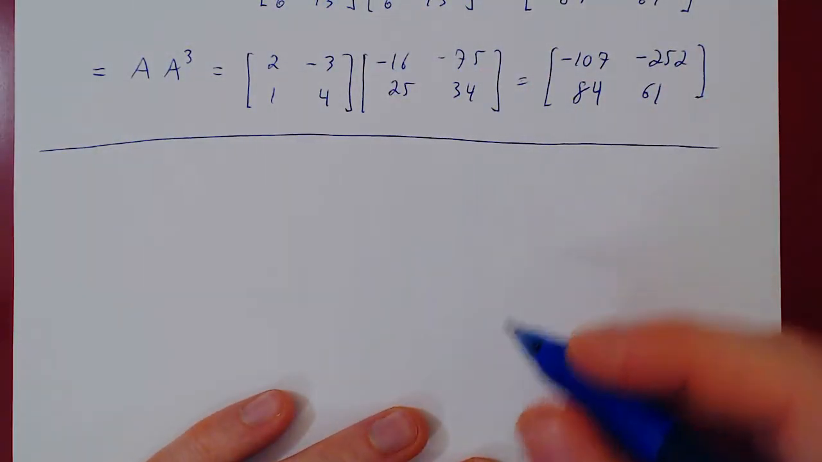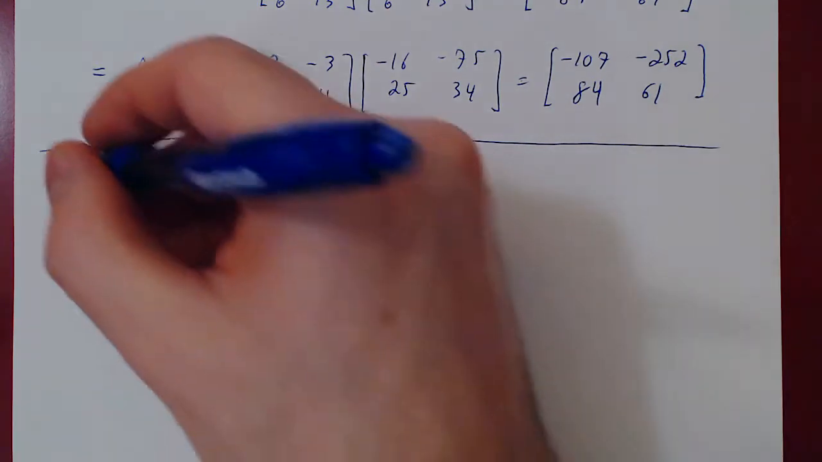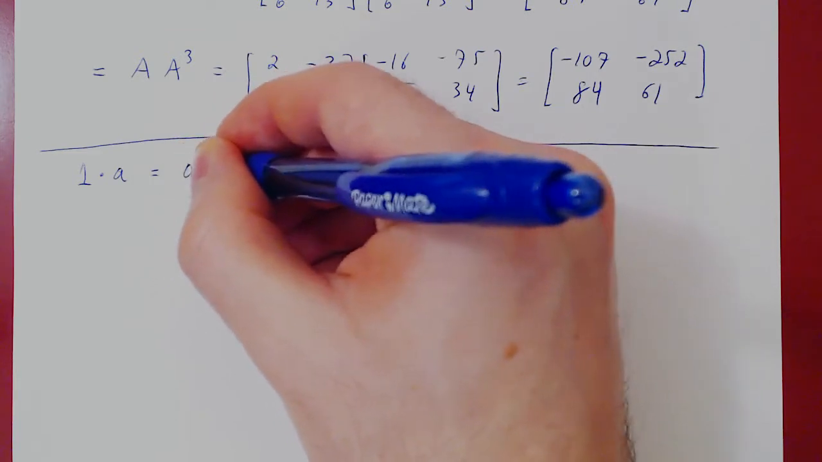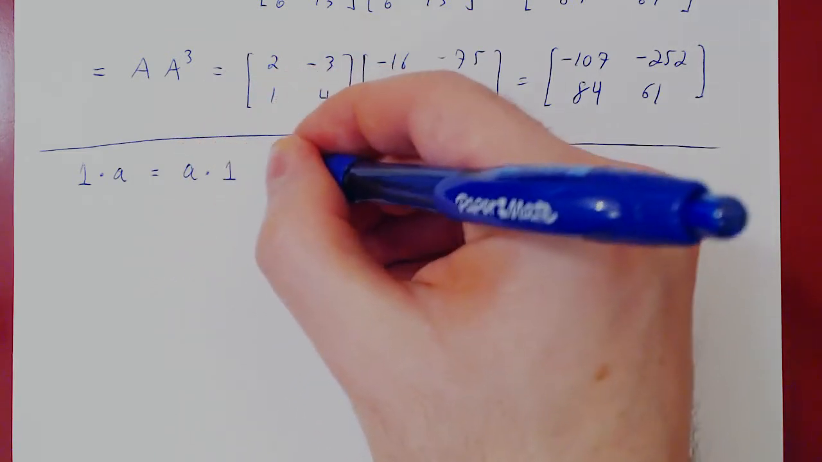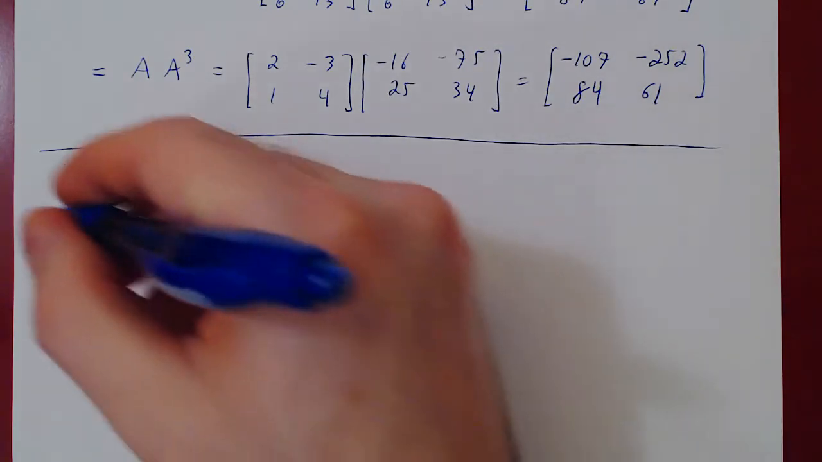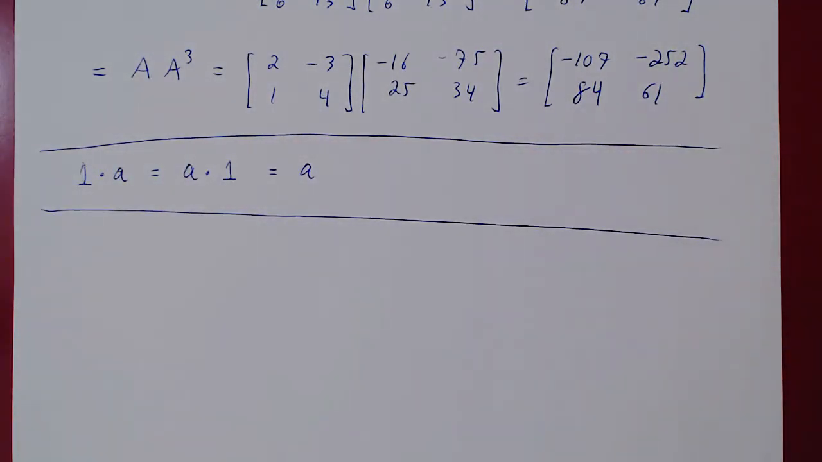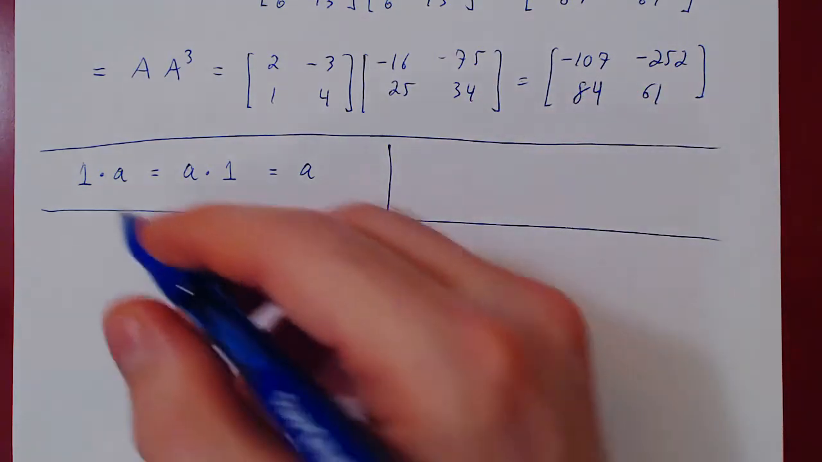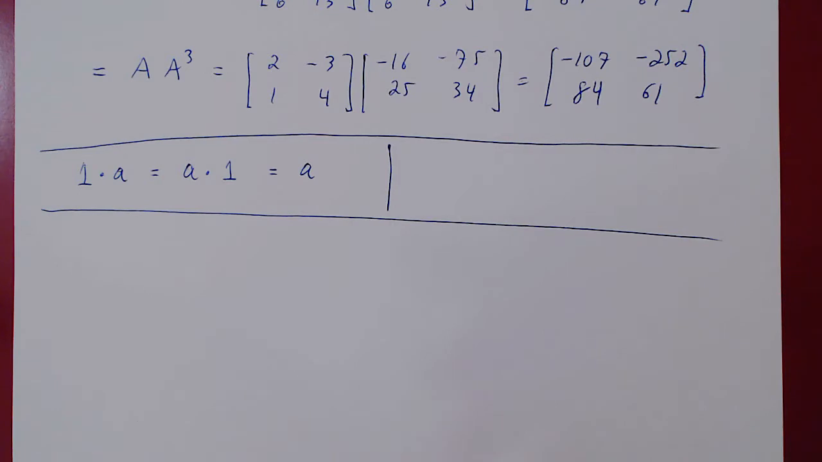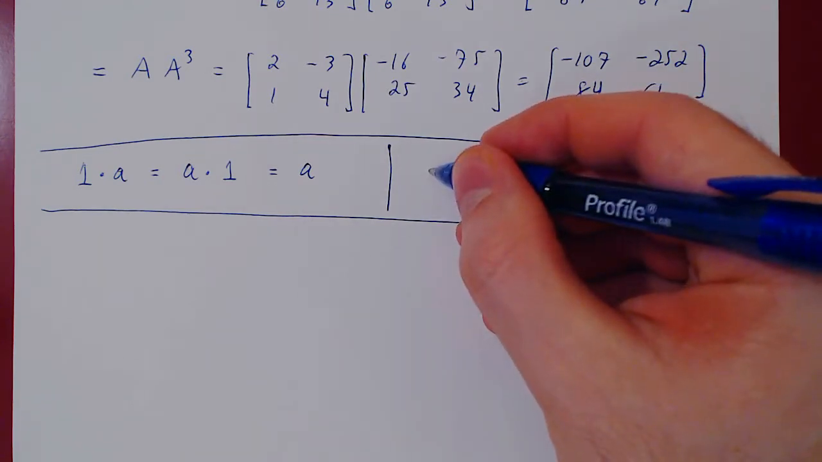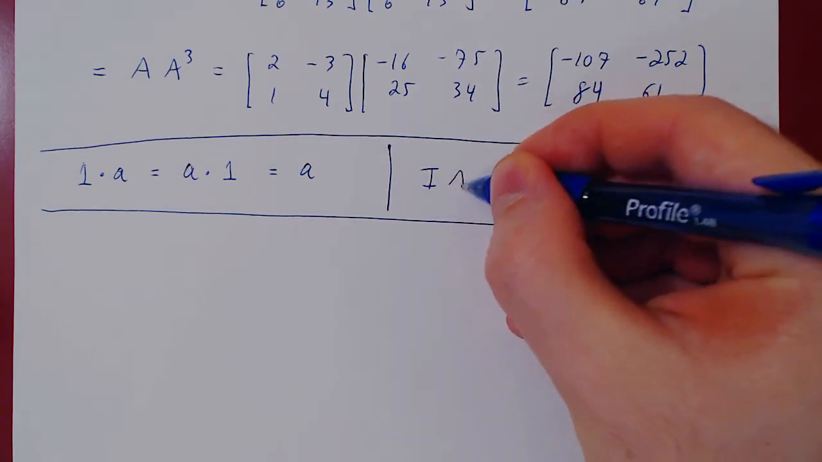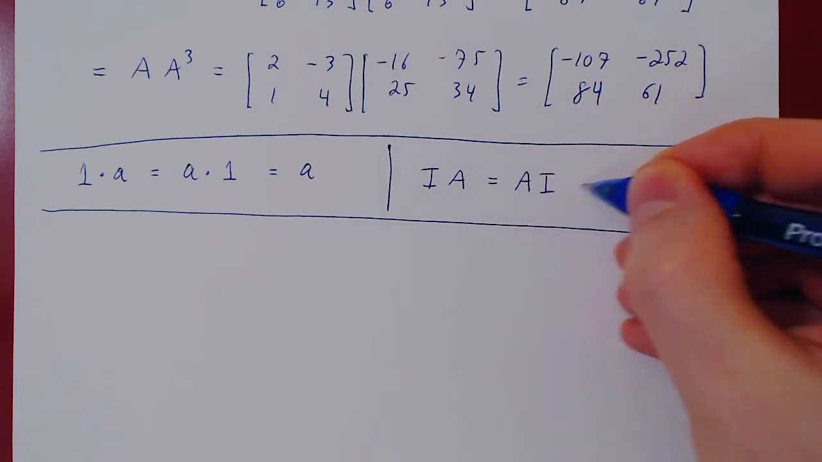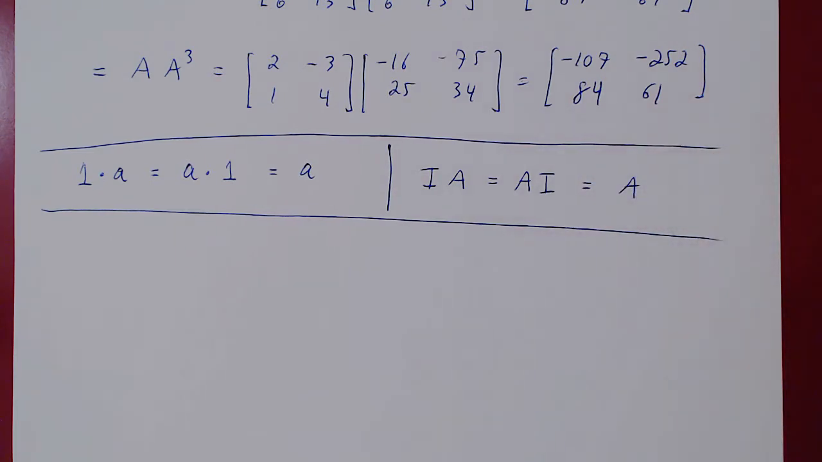And if you think back, what is the defining property of the real number 1? If you do 1 times any real number A, or A times the real number 1, you get A back. The question is, is there a matrix that behaves the same way? And the answer is yes, and we will denote this matrix by I. So there is a matrix such that I times the matrix A, if A is square, is the same as the matrix A times I, which actually is just A.